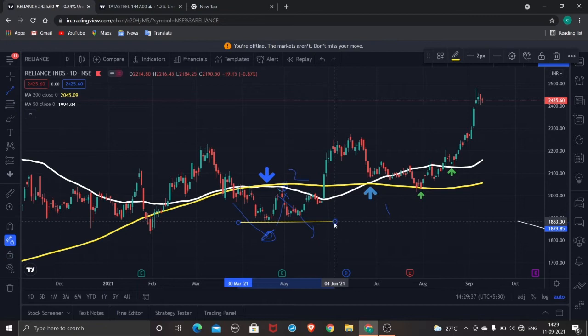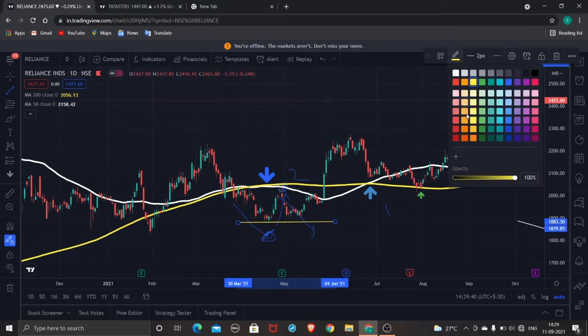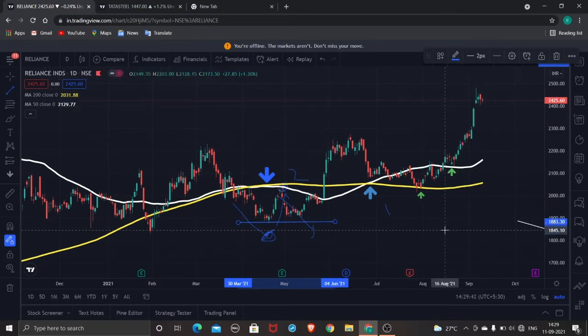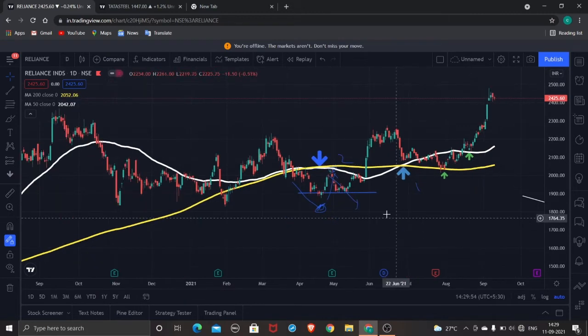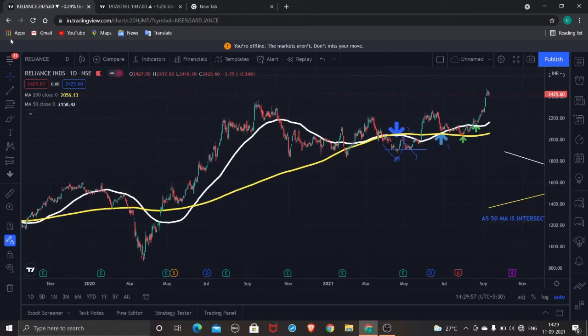So this one is yellow in color. Let me make it blue, because yellow is our 200 moving average, so that's why I'm making it blue. By taking support at this point, it started rising again, and it breaks it, just like a change in phases.